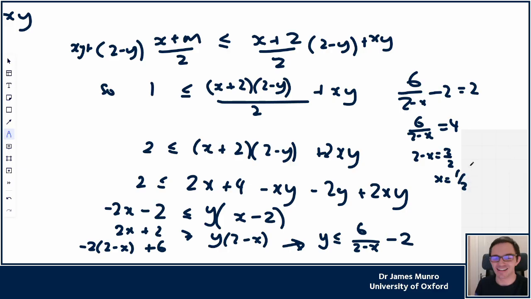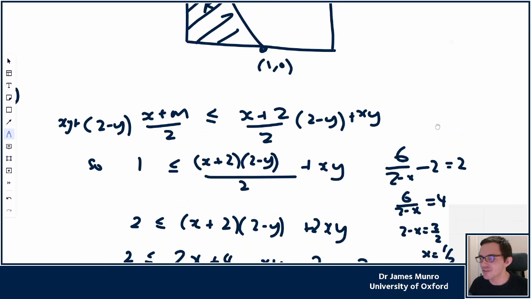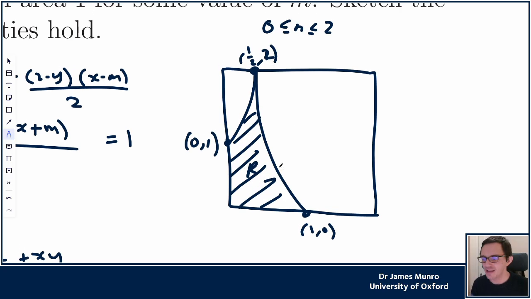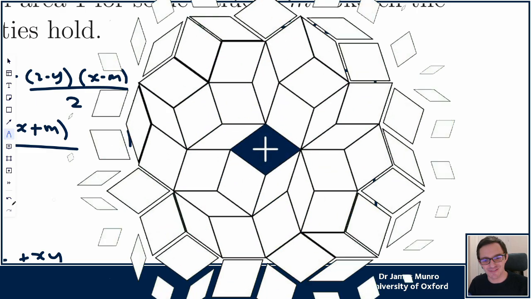Shouldn't have tried to do it out loud. When x is 1/2, y is 2, so it comes off the top of the cake up here, and the region is now y is less than that curve, so it's this region over here. Final answer for question 4.